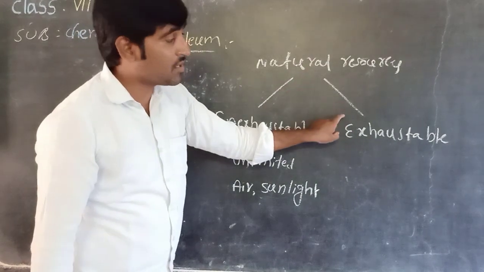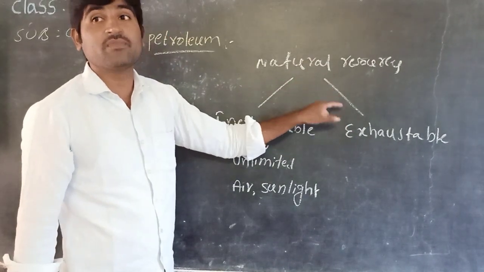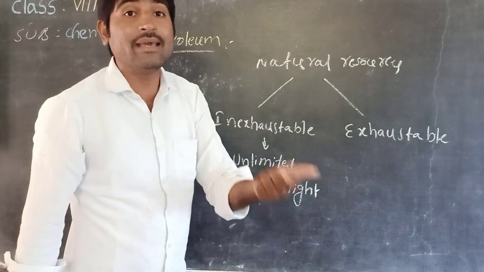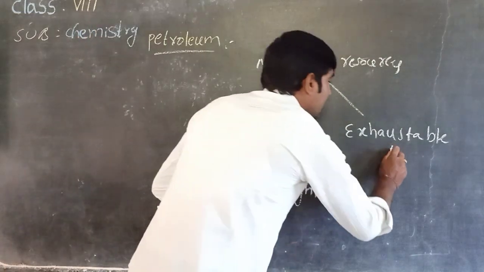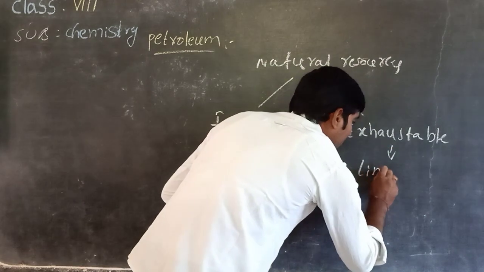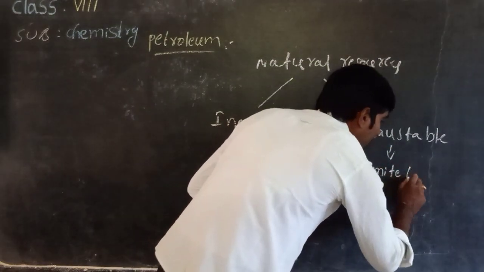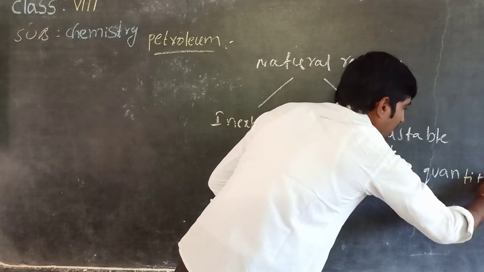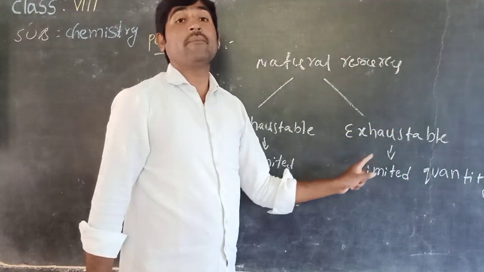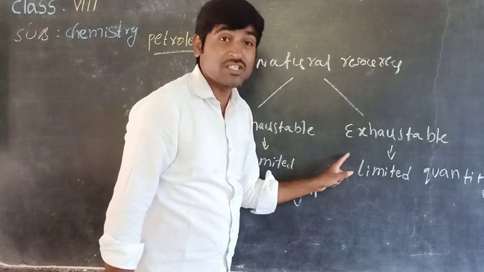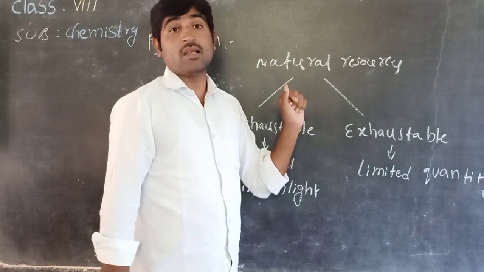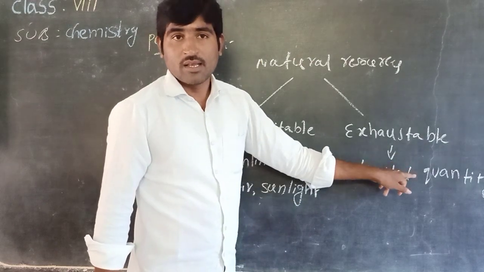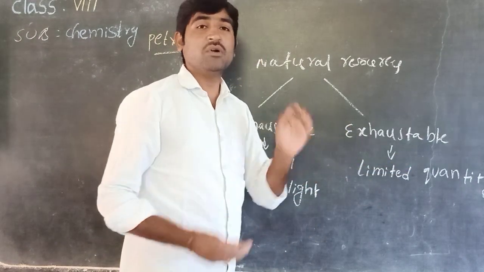What do you mean by exhaustible natural resources? The substances or sources which are present in limited quantity are said to be exhaustible natural resources. That means on using, they are going to be completed.